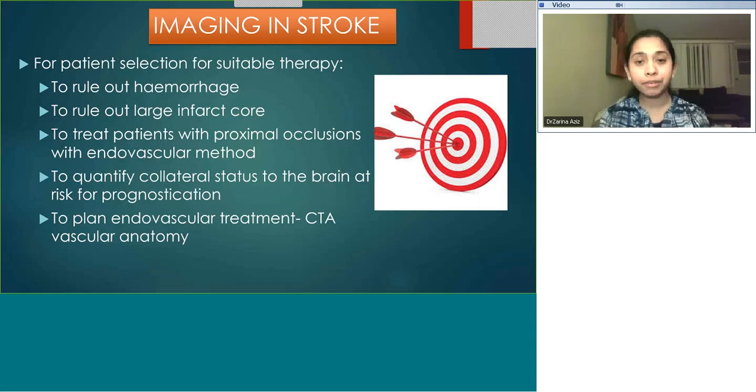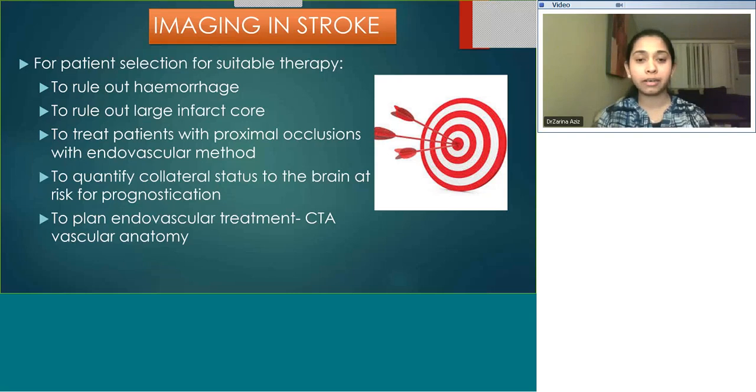So what is the role of imaging for selecting the patient for this therapy? First is to rule out hemorrhage, and to rule out a large infarct core. Why is it important? If a patient has already developed an established large infarct, there is really no meaning in going up and opening that vessel. It actually puts the brain tissue at risk of hemorrhagic transformation. As you can imagine, when brain tissue is dead in a region, the vessels are already at maximum vasodilatation, and the cerebral autoregulation is out of the way. It is not working, and the tissue is leaking.